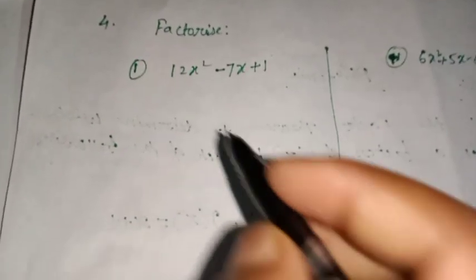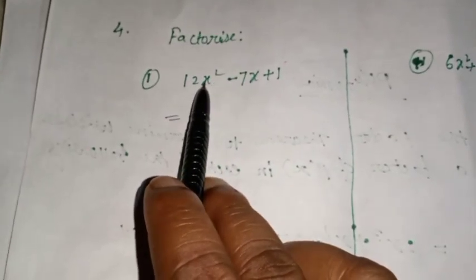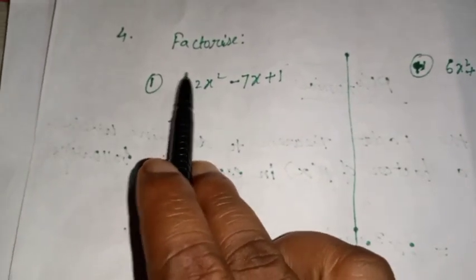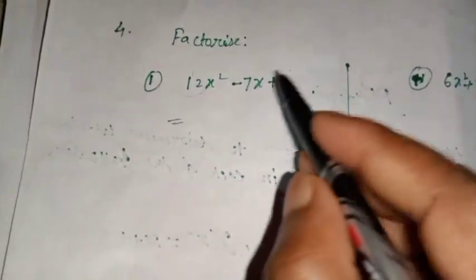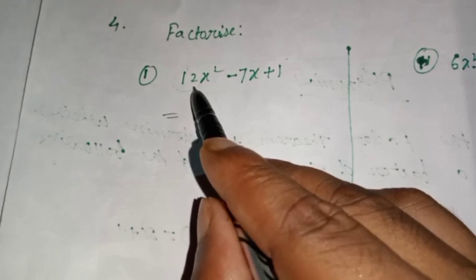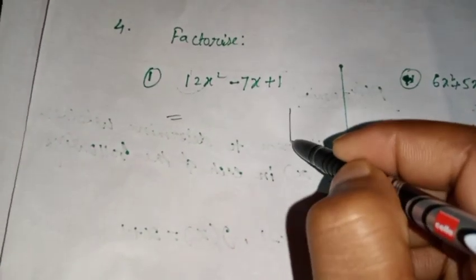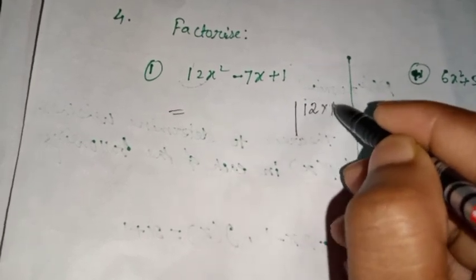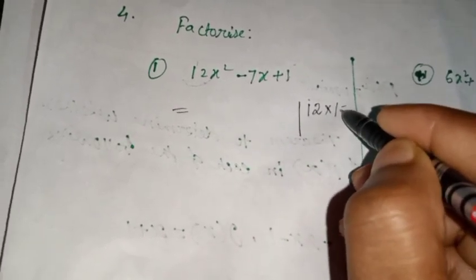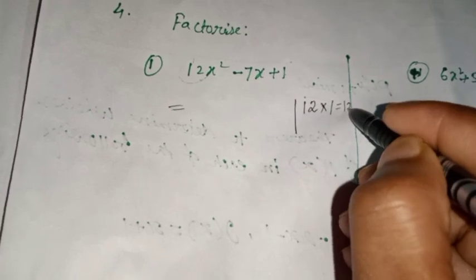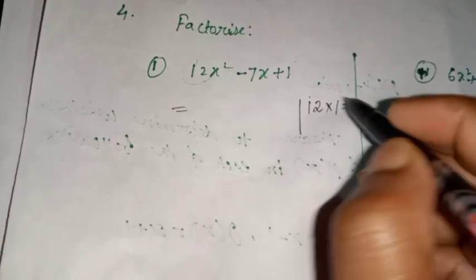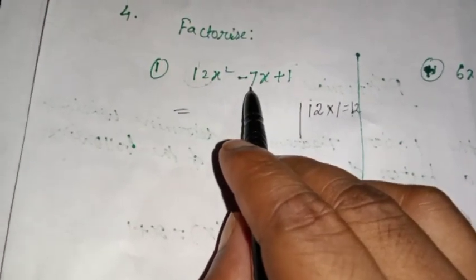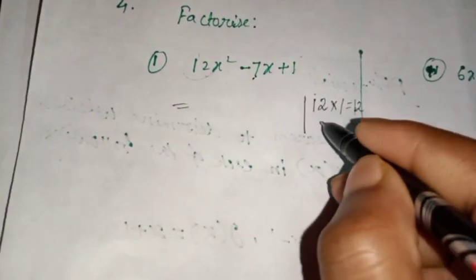So see here, you can see clearly the coefficient of x square is what? 12, and the constant term is 1. First of all, you have to multiply the coefficient of x square and the constant term. See, 12, and what is the constant term? 1. 12 ones are 12. Now see, what is the middle term? Middle term is 7. So you have to split this middle term.